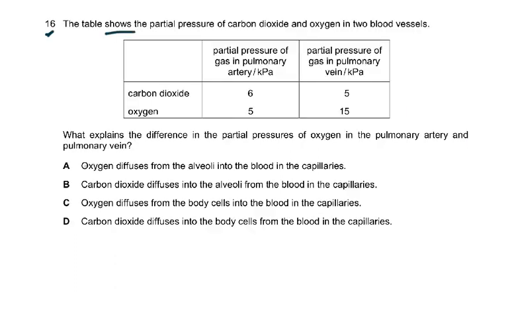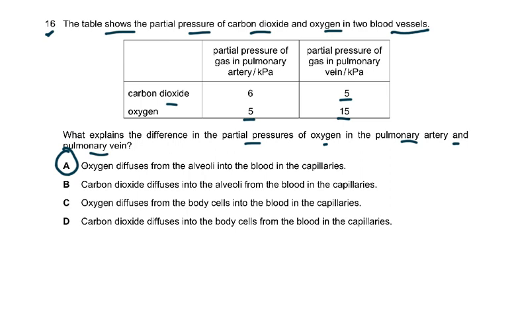Question 16. The table shows the partial pressure of CO2 and oxygen in two blood vessels. Carbon dioxide: 6 in the pulmonary artery, 5 in the pulmonary vein. Oxygen: 5 in the pulmonary artery, 15 in the pulmonary vein. What explains the difference in the partial pressure of oxygen in the pulmonary artery and the pulmonary vein? The pulmonary artery is carrying deoxygenated blood to the lungs, and then the pulmonary vein is bringing it back. So oxygen diffuses from the alveoli into the blood in the capillaries. So the answer is A, but why is it not B?